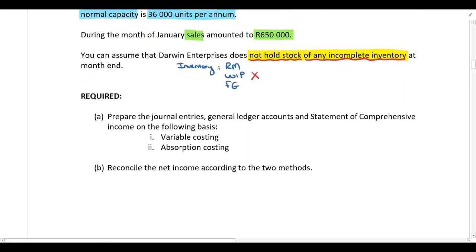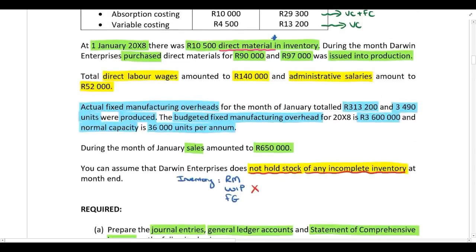In Part A of the required, we need to prepare the journal entries, the general ledger accounts, and also the statement of comprehensive income, first using variable costing and then using absorption costing. All right, so for now, let's just focus on variable costing. Remember, with variable costing, we only include our variable production costs in the cost of inventory. All of our fixed costs are going to be expensed in the period incurred.